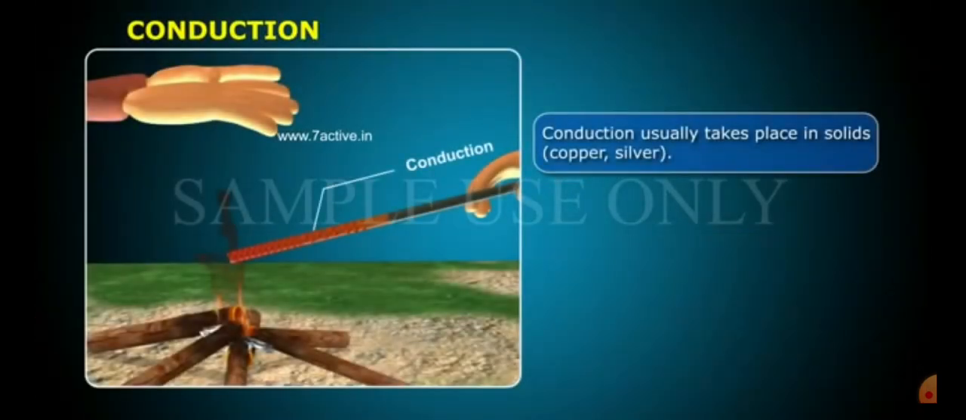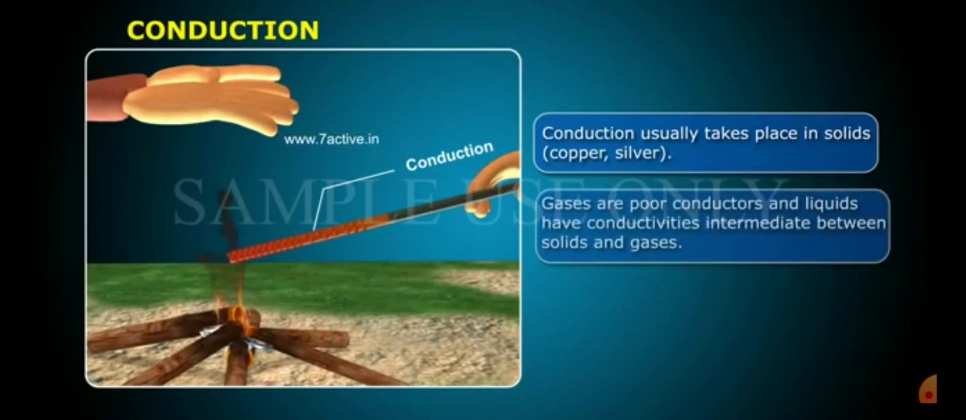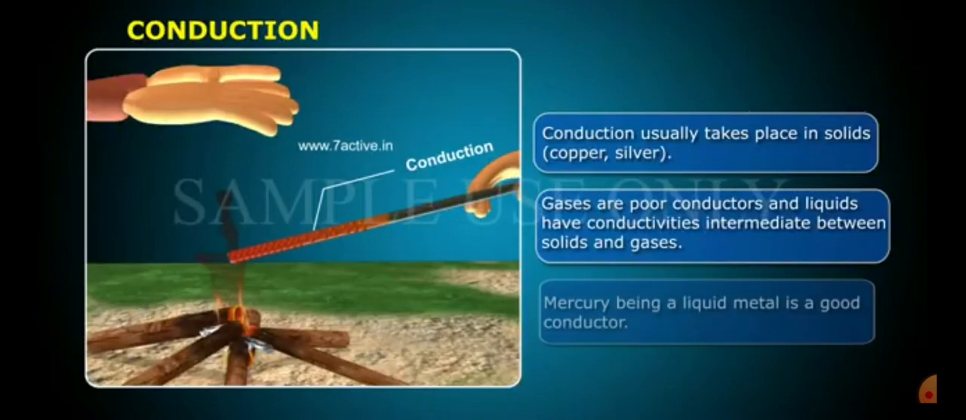Conduction usually takes place in solids, such as copper and silver. Gases are poor conductors and liquids have conductivities intermediate between solids and gases. Mercury, being a liquid metal, is a good conductor.